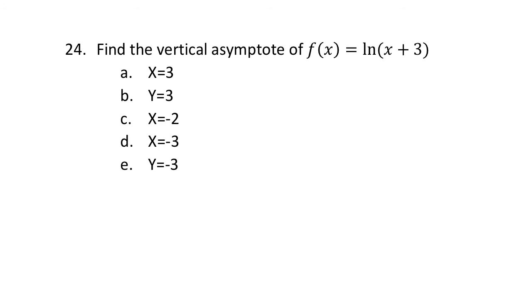Finding the vertical asymptote on 24, the vertical asymptote can only be moved left and right. So this moves the graph left and right. So the vertical asymptote must be at, remember, against intuition inside parentheses, so it's x equals negative 3.